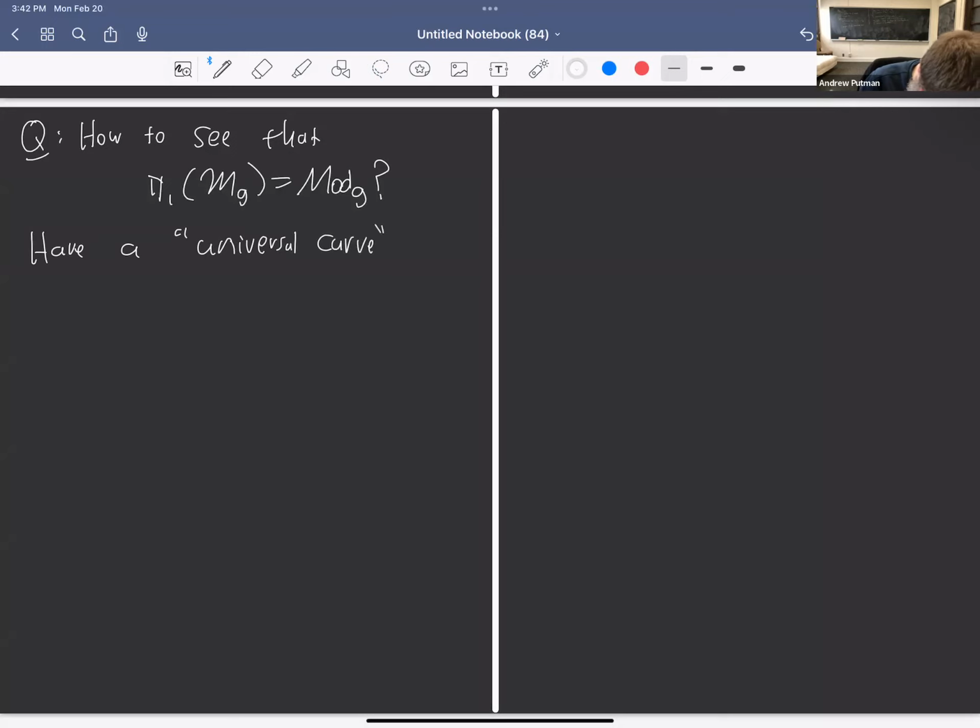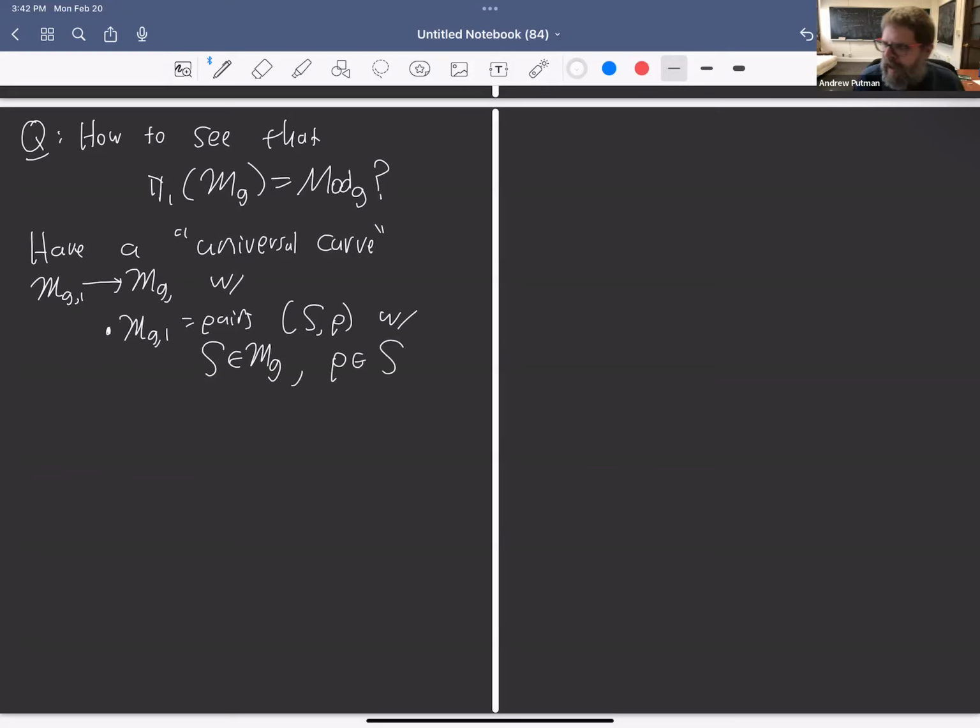So, which is usually written as Mg1 mapping to Mg. First, Mg1 is pairs. So you have S comma P, with S a point in Mg, so a Riemann surface structure on sigma g, and P is a point inside S. Okay, so you're parameterizing not just a Riemann surface, but also a point on that Riemann surface.